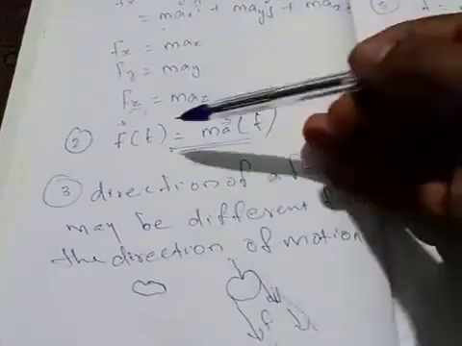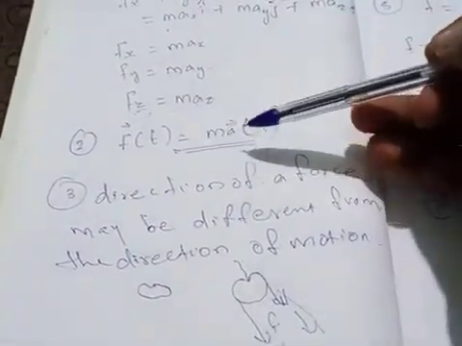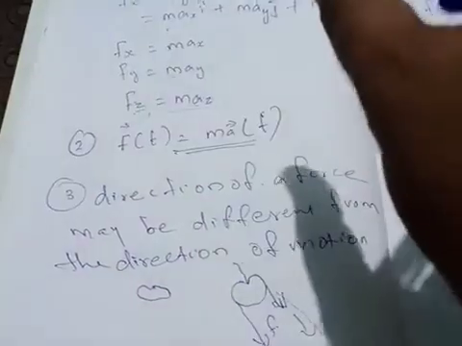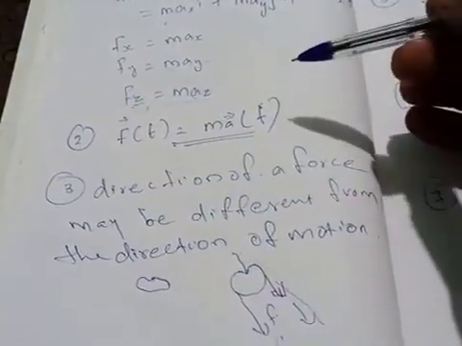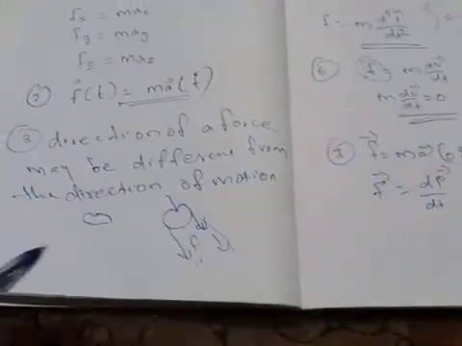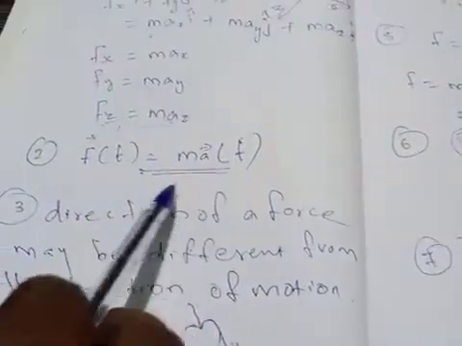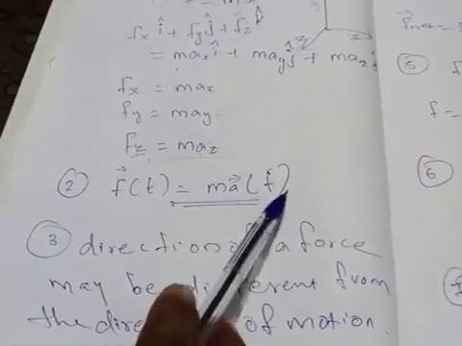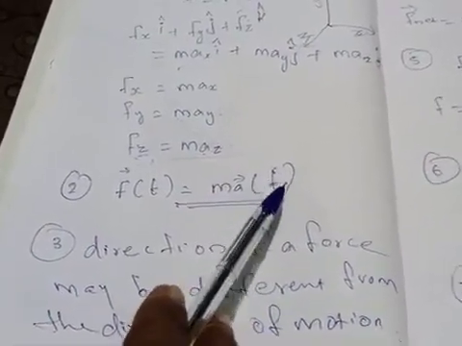And the second one is what? Acceleration depending upon what? It does not depend upon the previous time. At that instant, what is the time? That is the second point. The acceleration of the object does not depend upon the previous history of the force.